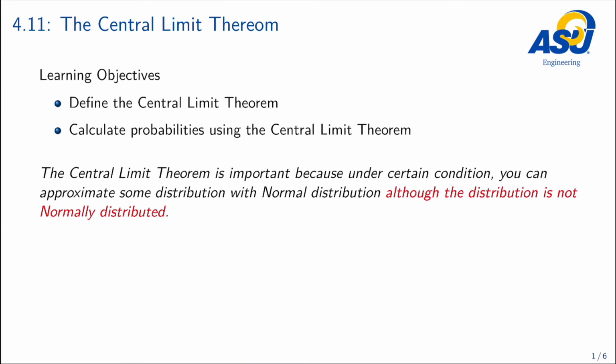Why the central limit theorem is important is because under certain conditions you can approximate some distribution with a normal distribution even though the distribution is not normally distributed. In that sense, it's very powerful for distributions that are skewed and even discrete distributions.